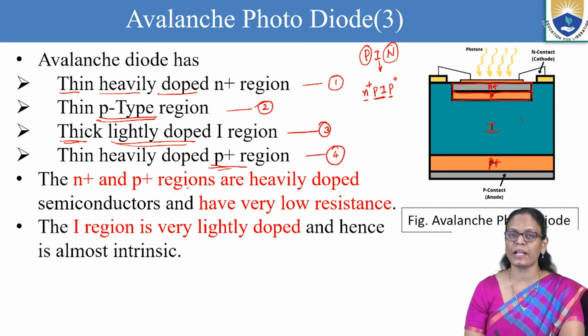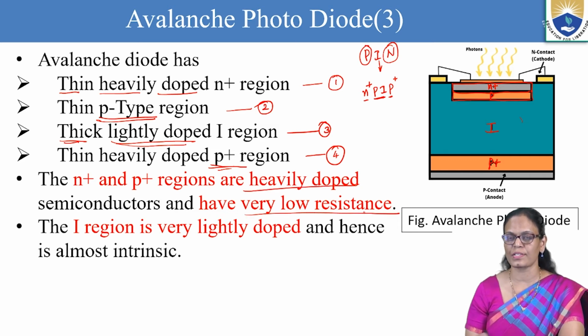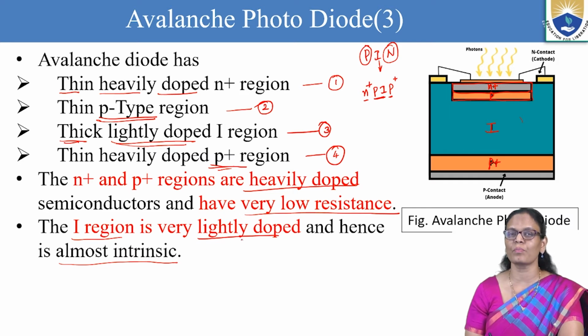The N plus and the P plus regions are heavily doped, and they have very low resistance. The I region is very lightly doped and it is almost intrinsic. Lightly doped or almost intrinsic means pure. When I say intrinsic, it is pure.